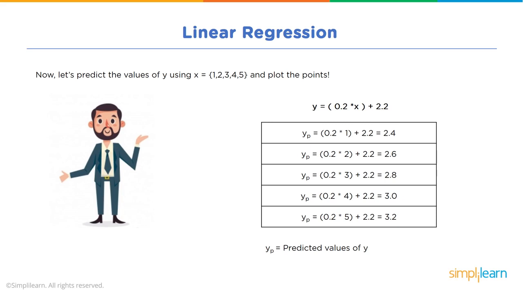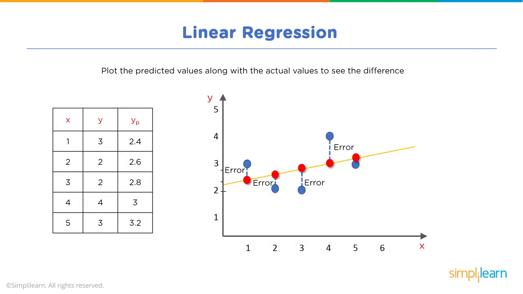And when we plug those in, we get y, designated with y of p. You can see that x equals 1 gives 2.4, x equals 2 gives 2.6, and so on and so on. So we have our y predicted values of what we think it's going to be when we plug those numbers in. And when we plot the predicted values along with the actual values, we can see the difference. And this is one of the things that's very important with linear regression in any of these models, is to understand the error. And so we can calculate the error on all of our different values.